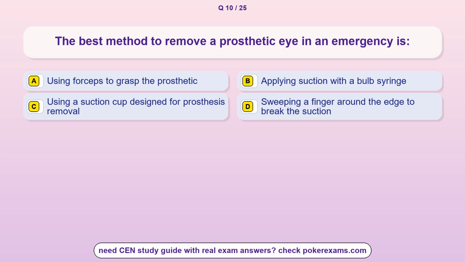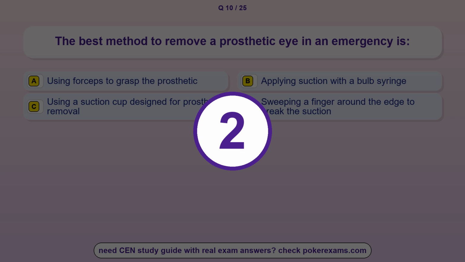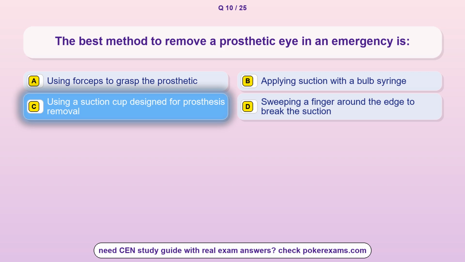Question 10. The best method to remove a prosthetic eye in an emergency is: Option A, using forceps to grasp the prosthetic. Option B, applying suction with a bulb syringe. Option C, using a suction cup designed for prosthesis removal. Option D, sweeping a finger around the edge to break the suction. The correct answer is option C, using a suction cup designed for prosthesis removal.